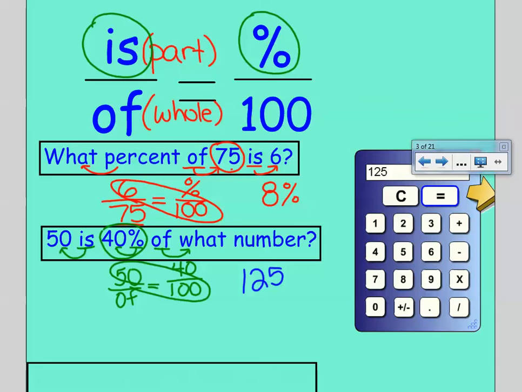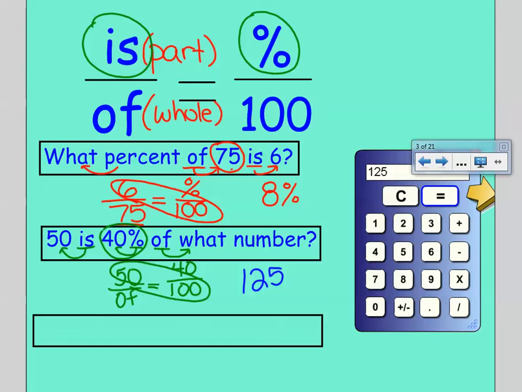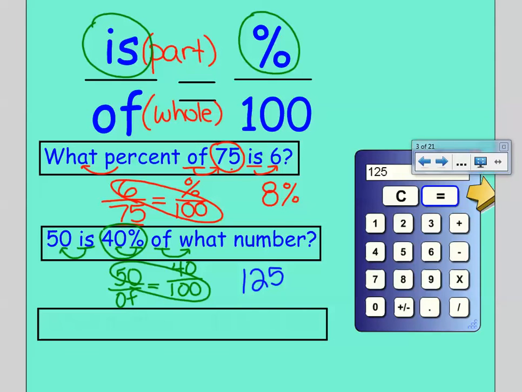Okay, we have one more example hiding here down at the bottom that I'm going to pull up. Hopefully you guys can keep seeing this on the screen. So it says, what number is 42% of 80? Again, just like always, let's look for my keywords. I'm going to look for the word is, I'm going to look for the word percent or the percent symbol, and I'm going to look for the word of.